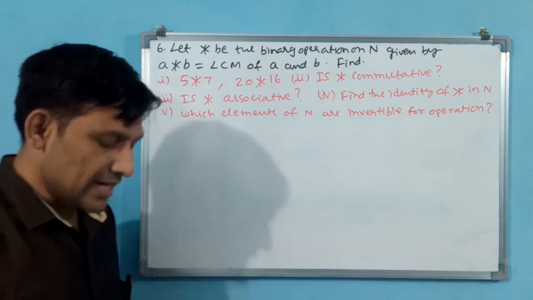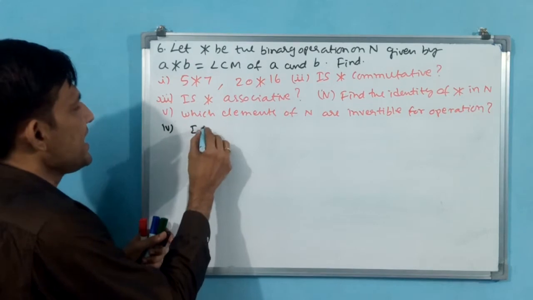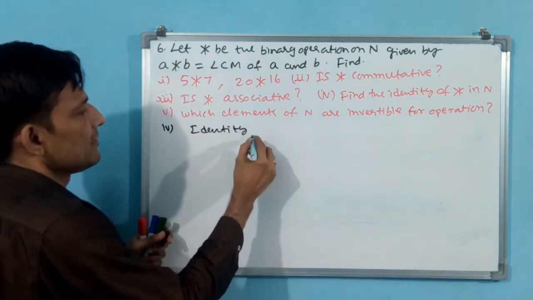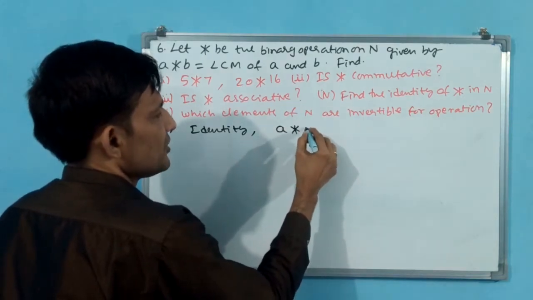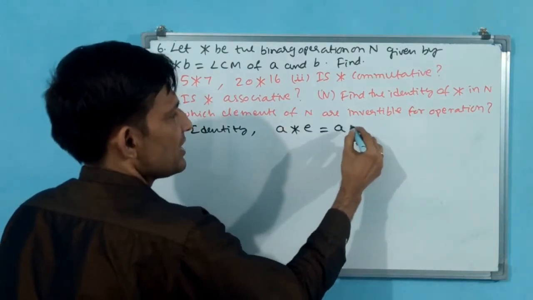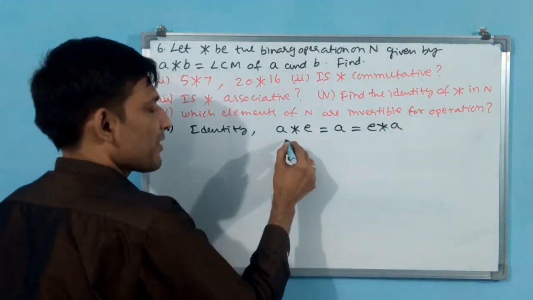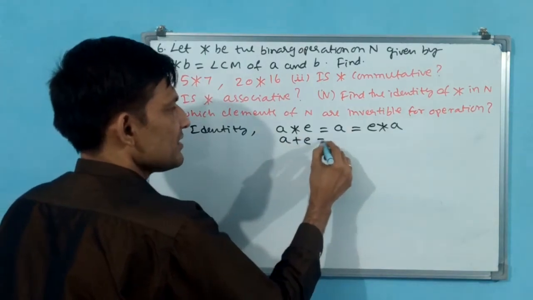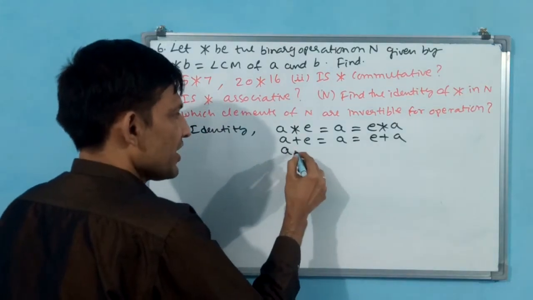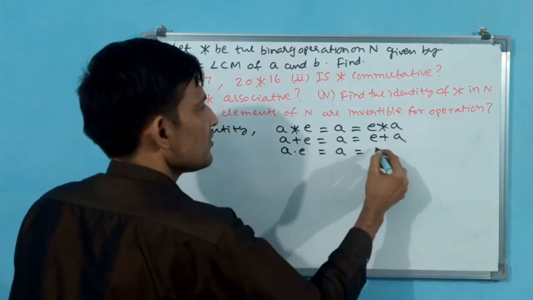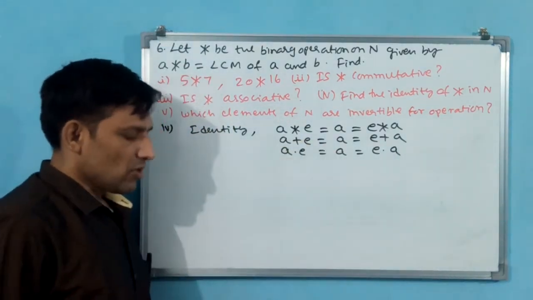See, first let us write the identity concept, number 4. Identity: A star E is equal to A should come, that is equal to E star A. Here for addition, what you have to do? A plus E is equal to A will come, that is equal to E plus A. This is for addition. For multiplication, A dot E is equal to A, that is equal to E dot A. Dot means here multiplication. This is the process for identity.